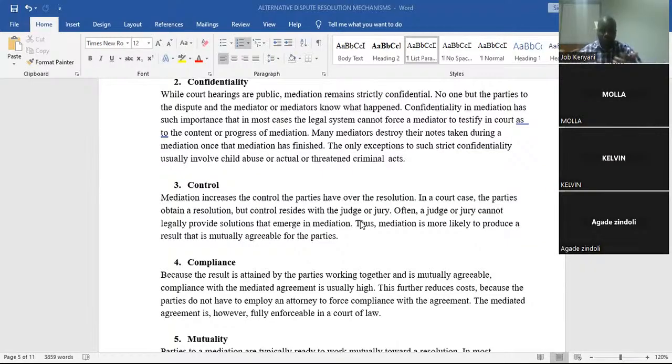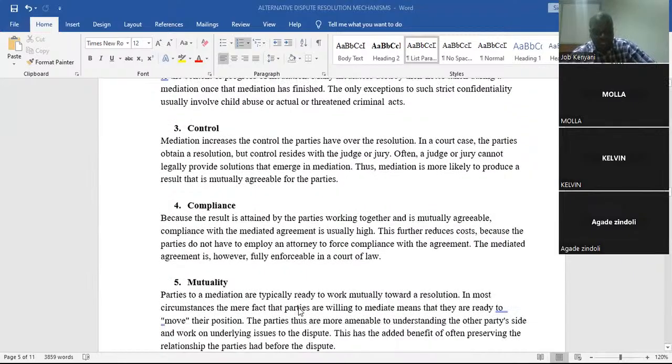So the parties can take control of the matter because they are the ones crafting the solution. Compliance. There are high levels of compliance under mediation. For example, under the post-election violence, the parties were able to comply almost 100%. Because the result is attained by the parties working together and is mutually agreeable, compliance with the mediated agreement is usually of high levels. This further reduces costs because the parties do not have to employ an attorney to force compliance with the agreement.